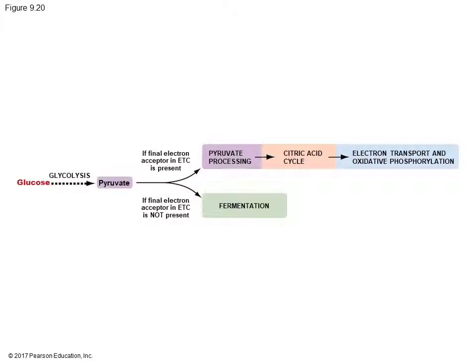This figure is pretty interesting. So this is what it's saying. If oxygen is present in step 2, then cellular respiration will occur. But if oxygen isn't available in step 2, that is for pyruvate processing, then fermentation will occur.